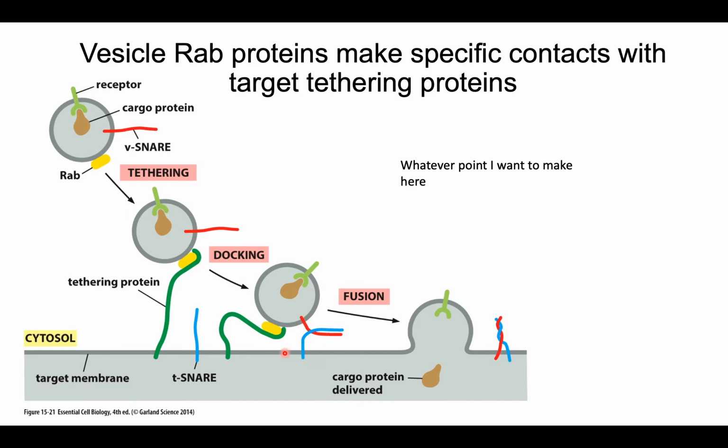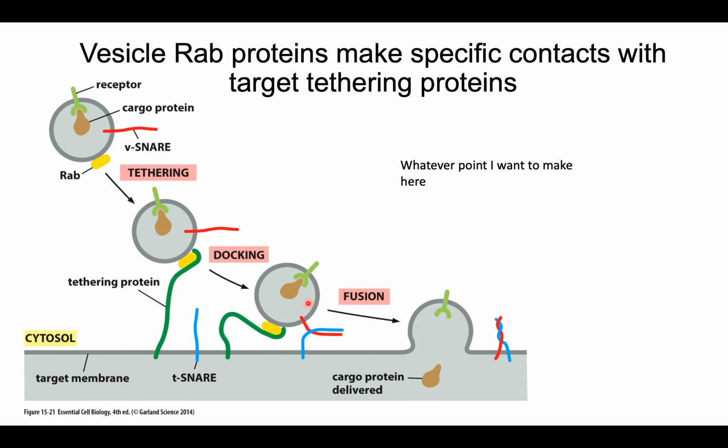This process of fusion takes a lot of energy. It's a very unfavorable reaction. We're trying to force two hydrophobic things together. And so the way we do that is these SNARE molecules will twist and physically pull those membranes together.